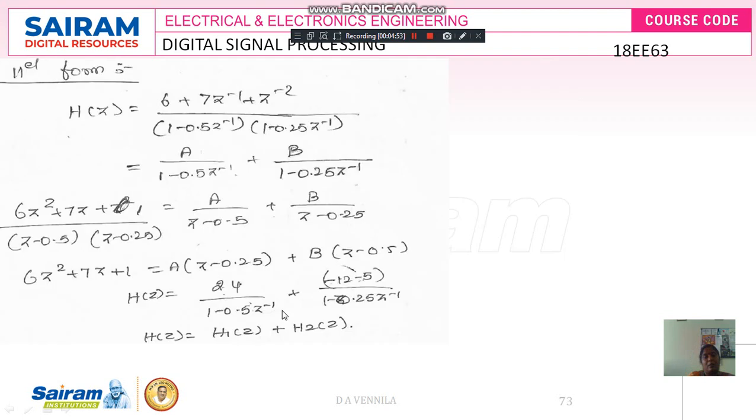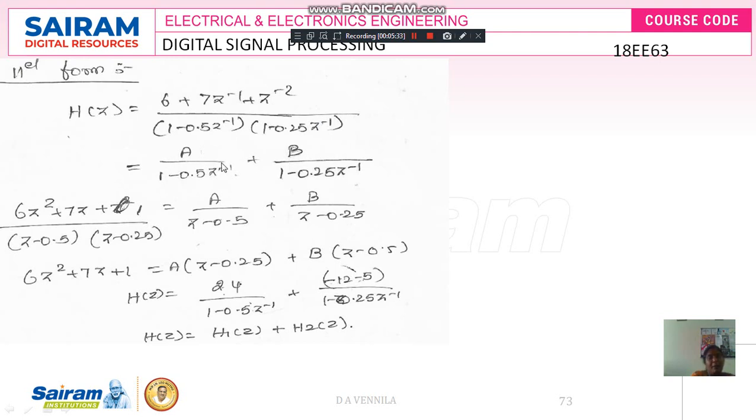See here, the denominator equation, whatever is given, if cascade realization is asked, directly we can multiply. 6 plus 7 z power minus 1 plus z power minus 2 divided by 1 minus 0.5 z power minus 1 can be h1 of z, and for h2 of z, 1 divided by 1 minus 0.25 z power minus 1 you can take. Or else you can take 1 divided by 1 minus 0.5 z power minus 1 as h1 of z, and 6 plus 7 z inverse plus z power minus 2 divided by 1 minus 0.25 z inverse as h2 of z.